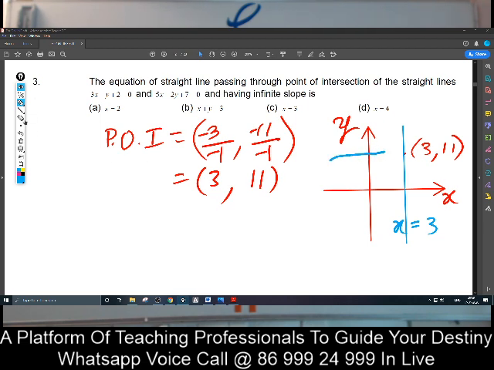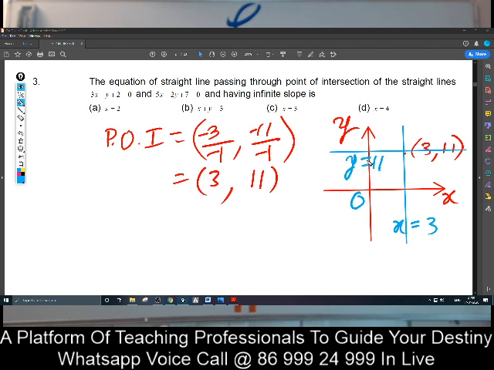If the horizontal line is asked, then what is to be done? Simple, the line will be like this, passing through (3, 11). It is parallel to the x-axis. This is the origin, of course. The line which is parallel to the x-axis, whose slope is 0, is nothing but y is equal to 11.